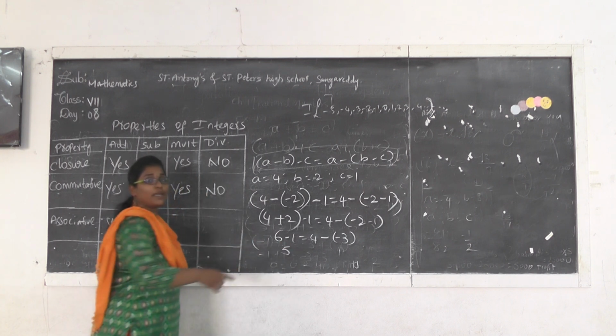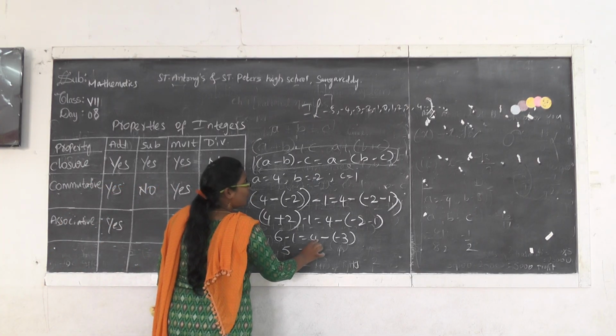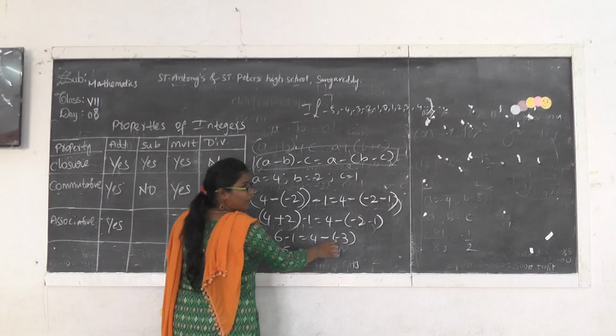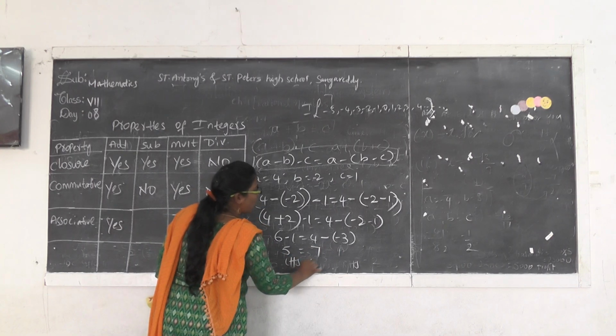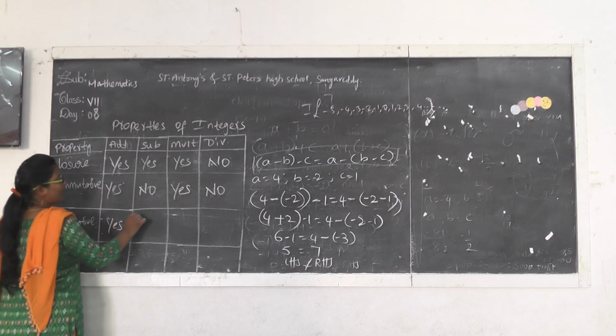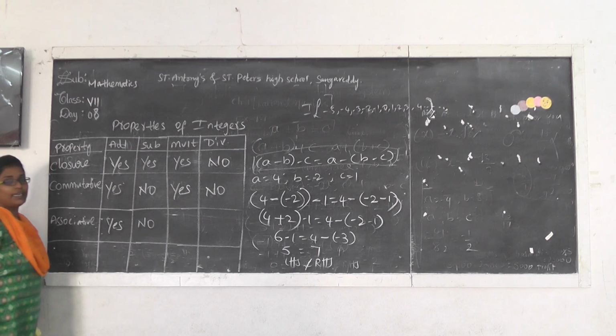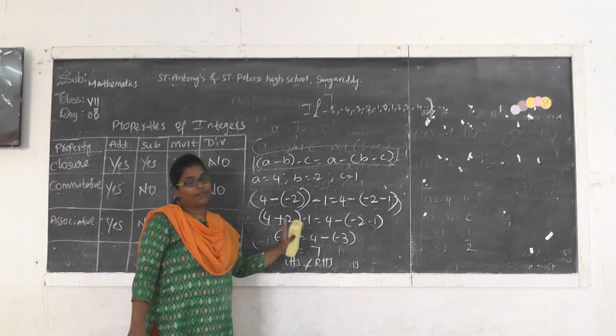Since here 1 is positive, 1 is negative, we have to subtract. 6 minus 1 is 5. Here 4 minus into minus, how much? Plus. 4 plus 3, how much? 7. So LHS is not equal to RHS. So associative property does not satisfy under subtraction because we got LHS and RHS different.